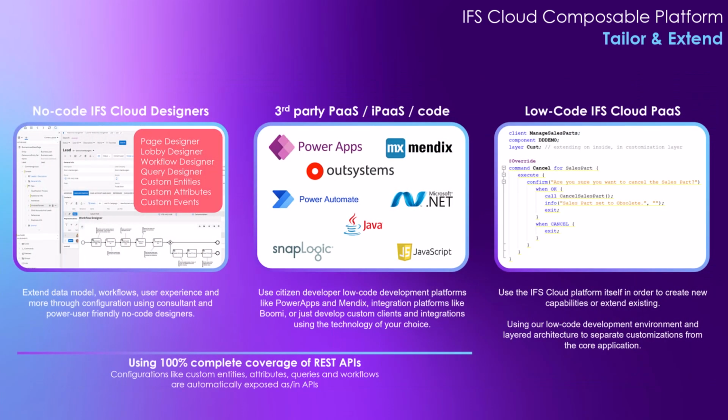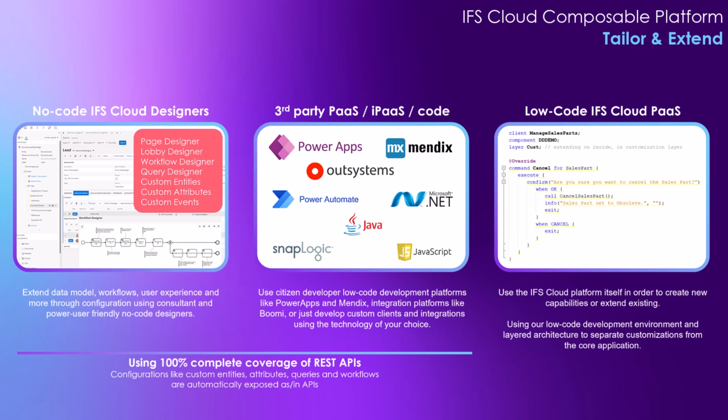The third option is to use the low-code IFS platform as a service capabilities to extend existing or build new capabilities natively on the IFS Cloud platform with the same user experience, API model, security model, and more. These additions are kept in the customer solution repository and separated from the IFS Cloud Core application through the IFS Cloud Layered Application Architecture.